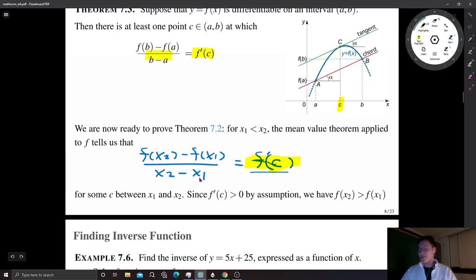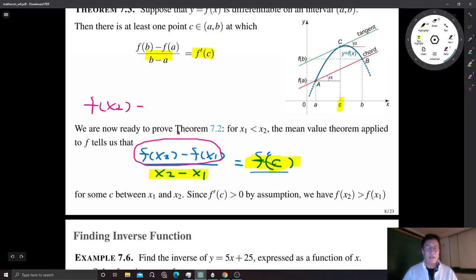So x2 minus x1, because we assumed x2 is higher than x1, that is positive, right? So if we examine the sign of this, f of x2 minus f of x1 is f prime c times x2 minus x1. I just multiply both sides by x2 minus x1. And this is positive by assumption, as we assume the derivative of f takes a positive value on the interval between x1 and x2.